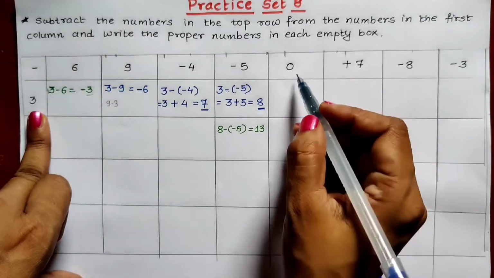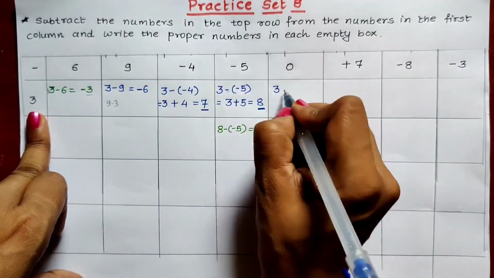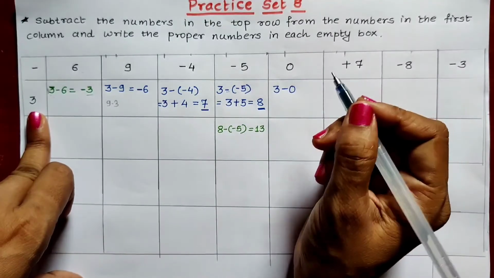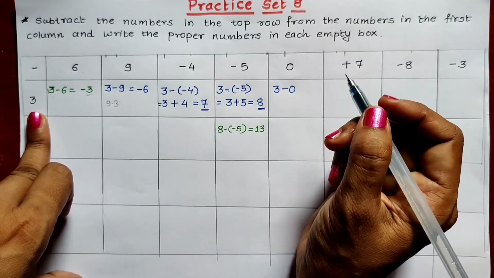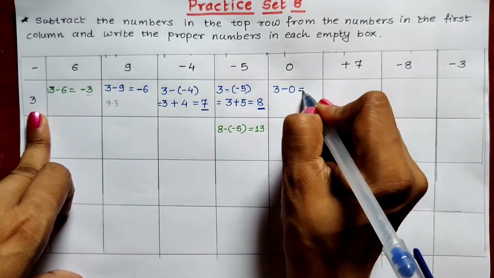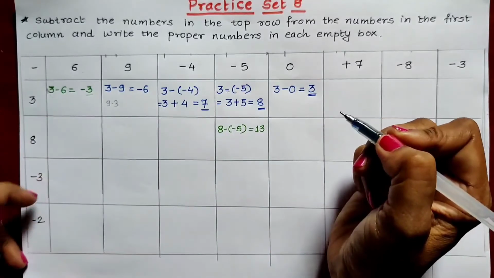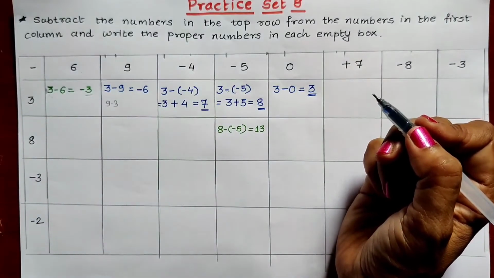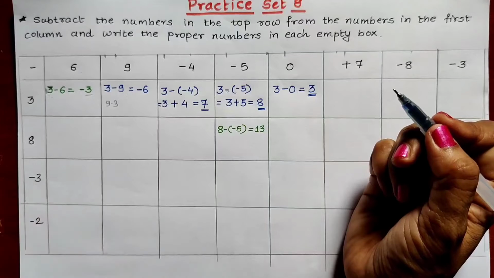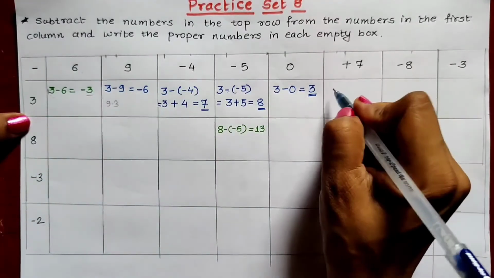Now next we have to subtract 3 minus 0. You all know when 0 is subtracted from any number, we get that number as the answer. So 3 minus 0, answer is 3. 4 minus 0, answer is 4. 10 minus 0, answer is 10. We all know that.